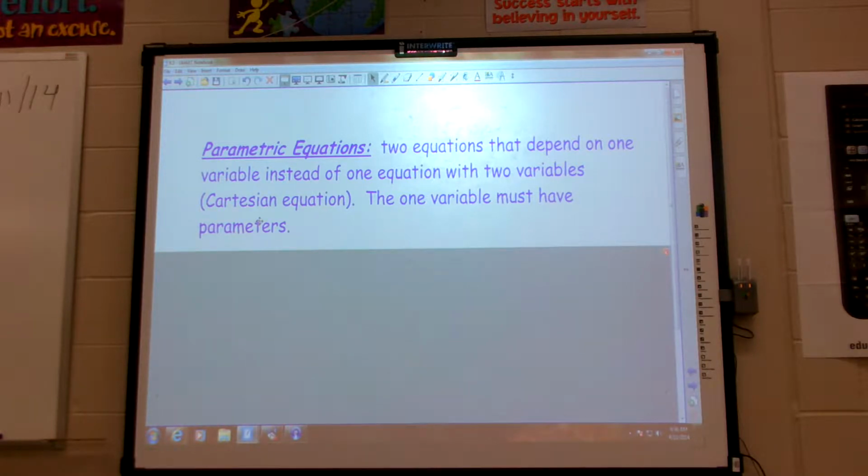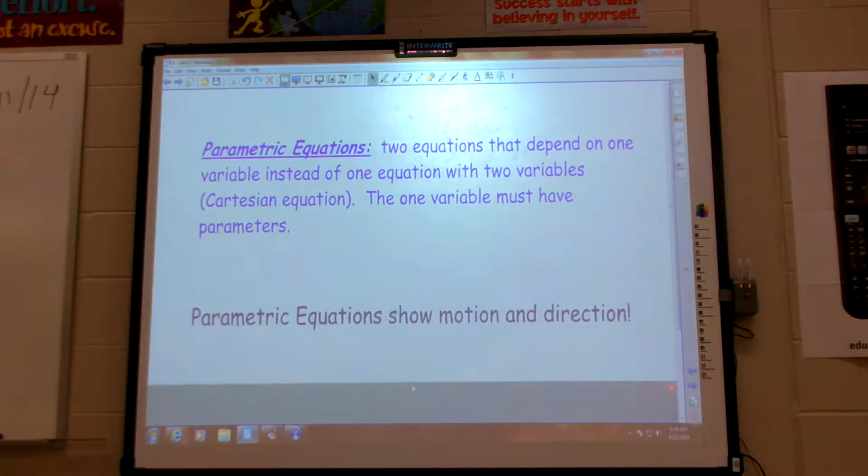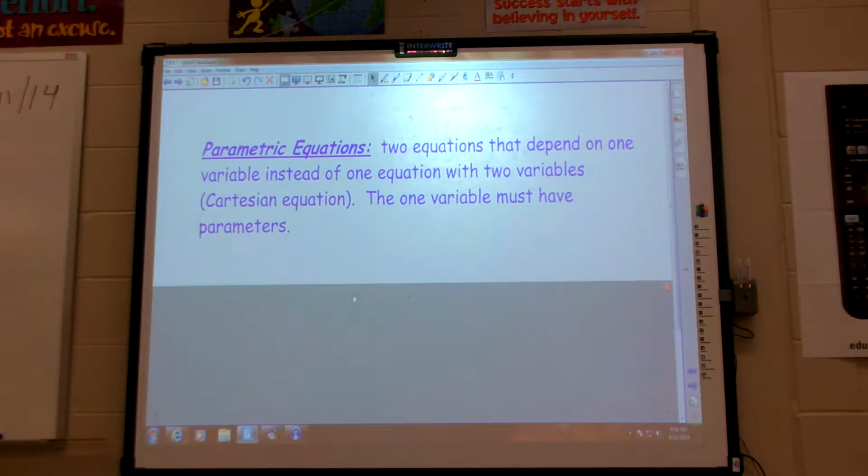Okay, so an example of parametric equations. I need to give you an example first. Let's make one up here. X equals 3t, y equals 4t minus 1, where t is between -4 and 5. This is what parametric equations look like. I have two equations, but you see how they both depend on t? So t is controlling both my x and y variable.